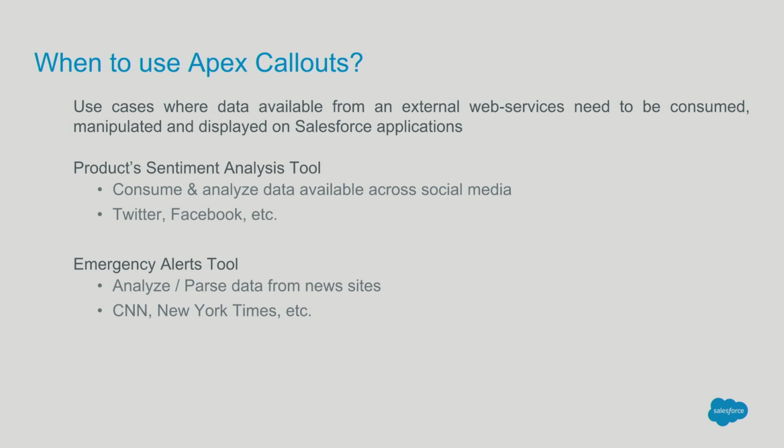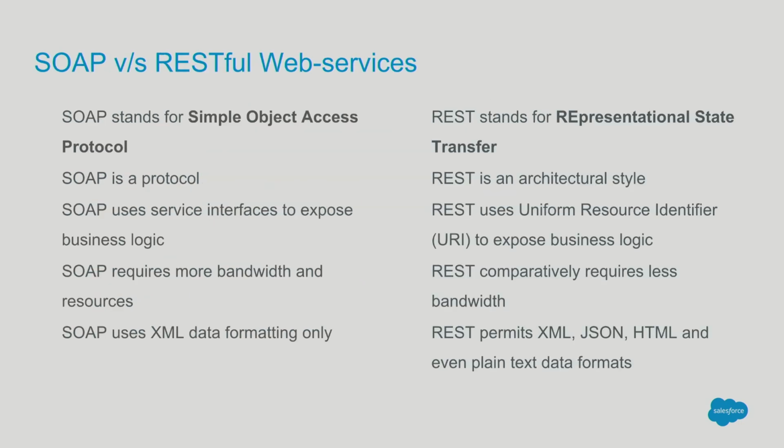The second common tool is an emergency alerts tool. Let's say you want to alert your employees whenever there is emergency news that comes up in one of these news sites. Again, you can integrate a component on your Salesforce application. You can connect to one of these news sites' APIs, trying to parse the data, and then display it in a way that is most appropriate for your organization. So these are some of the common use cases about when you can use Apex callouts. Let's try to hear about the methods for which you can use these callouts.